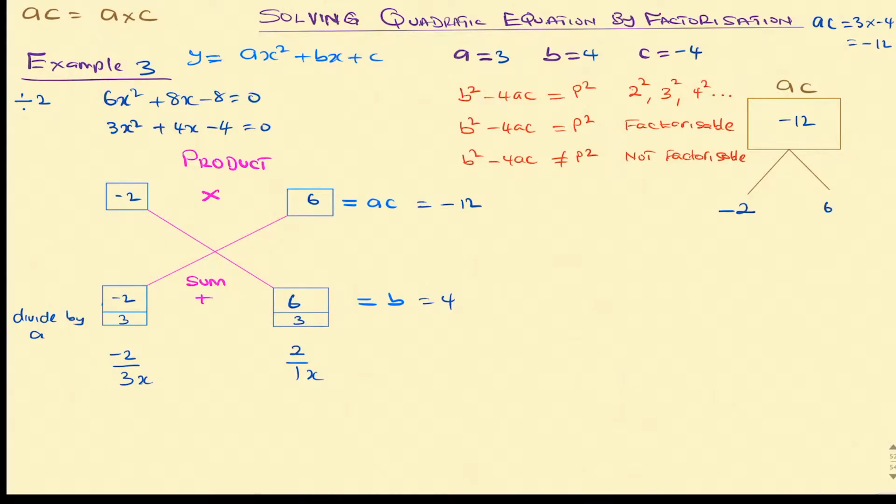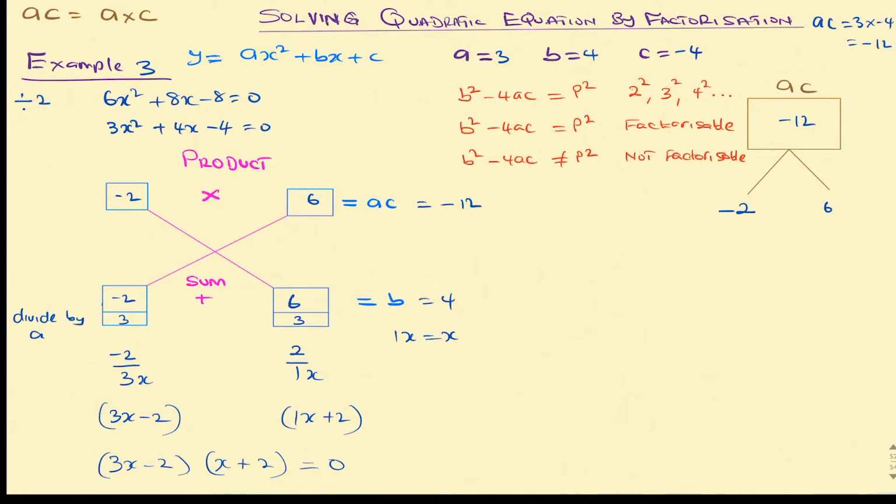We then write our new factors. 3x minus 2 is one factor, and 1x plus 2 is another factor. 1x equals x. Therefore, our factors are 3x minus 2, x plus 2, and all that equal to 0.